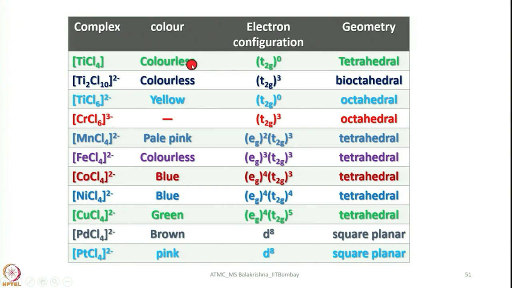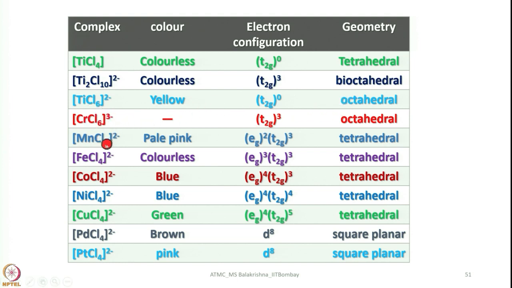When we say colorless, you should be able to correlate that with the spectroscopic properties. Of course, here d-d transition is not possible because it is d0, as a result it is colorless. Of course, 4 are there, it is tetrahedral. Then when you go to Ti2Cl10 dianionic, it is also colorless, and this is octahedral. If you go to hexachlorotitanate, this is yellow in color, again t2g0, but here the yellow color comes because some charge transfer transition occurs. This is where the back bonding can be seen, and in this case it is octahedral.